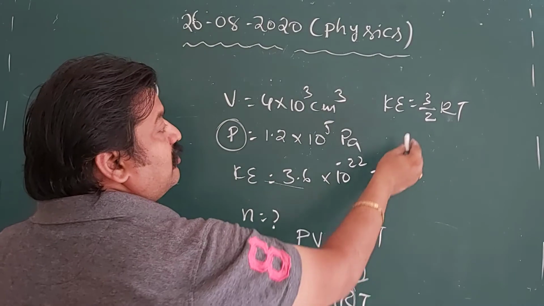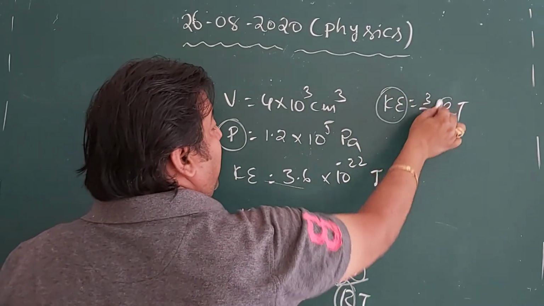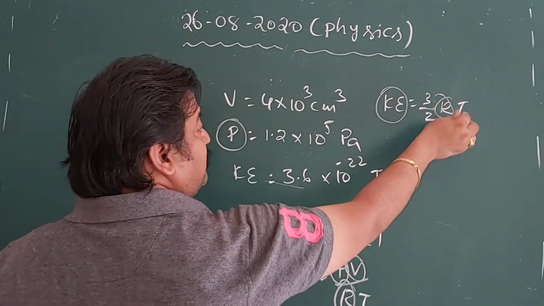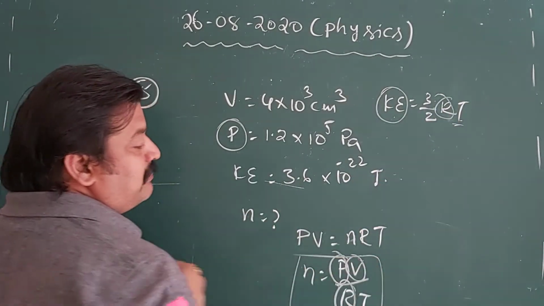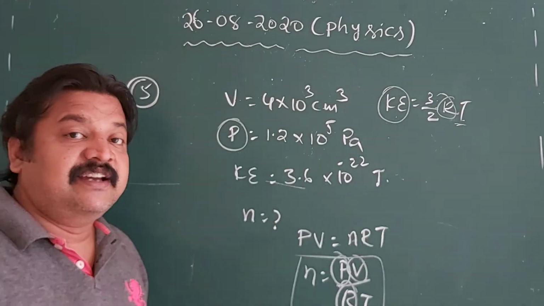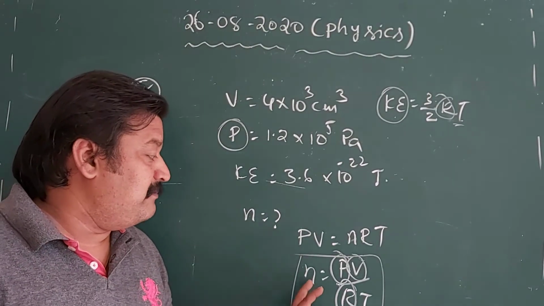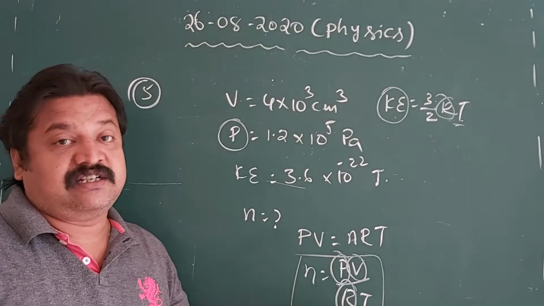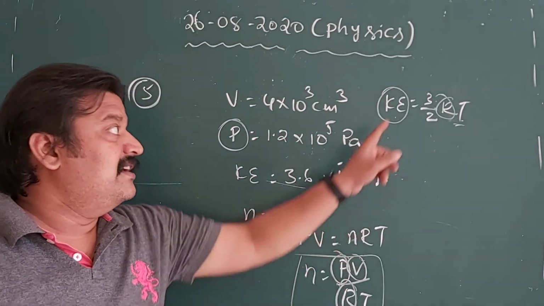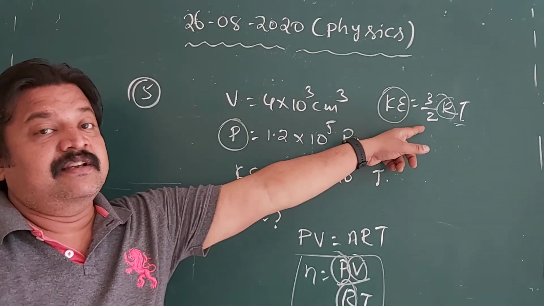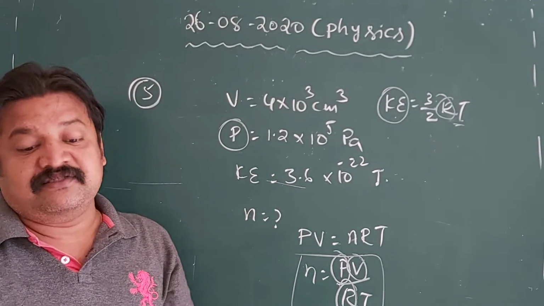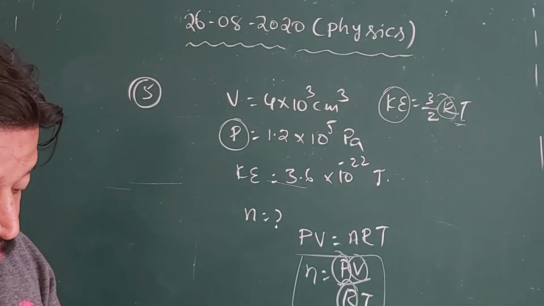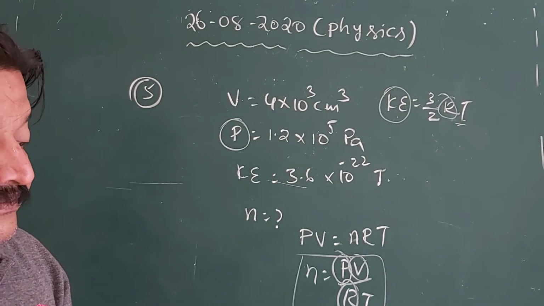Now whenever KE is given, R you know, 8.3, from that you are going to get the T value. The T value you are going to substitute, you are going to get the number of moles. So this is the way: n is equal to PV by RT. Then you know very well, KE is equal to 3 by 2 RT. Now from this you are going to find the temperature, substitute the temperature here, you are going to get the answer. Yes. Next, have a look at problem number 6.